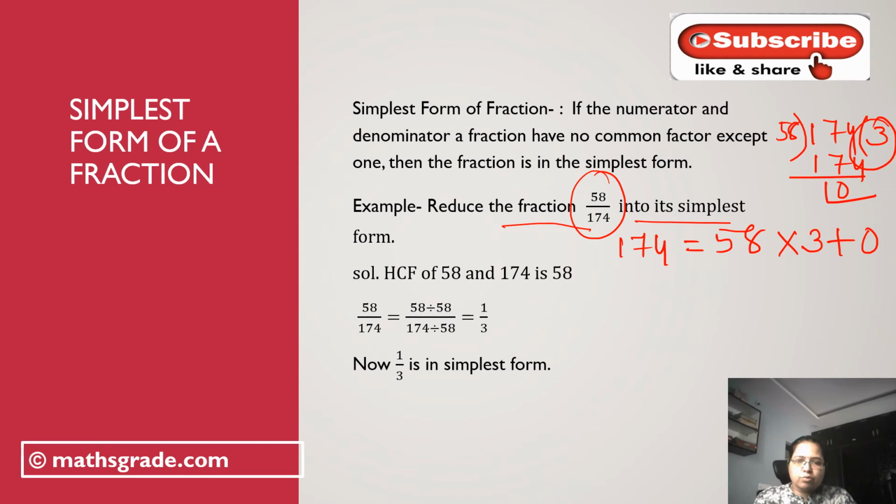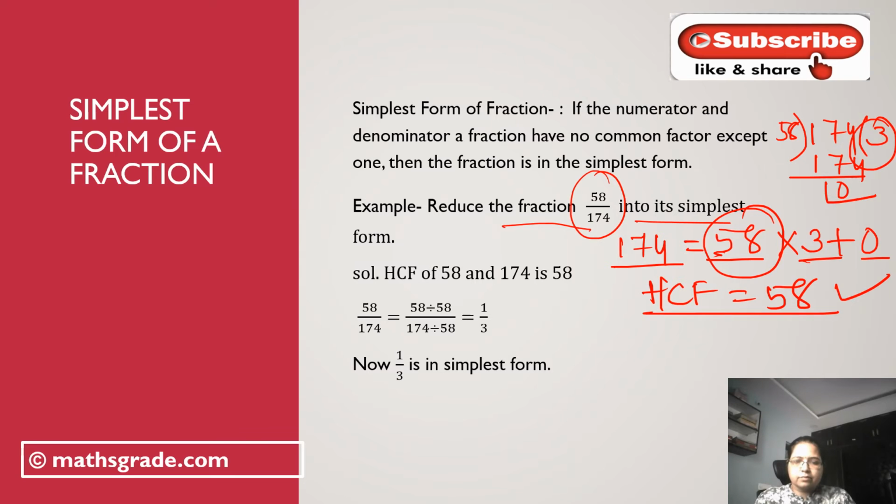So here 3 is the quotient, 58 is the divisor, 174 is the dividend and 0 is the remainder. There is no remainder, so this divisor is the highest common factor between the numerator 58 and the denominator 174. So we get the highest common factor is 58. Now the highest common factor of 58 and 174 is 58.